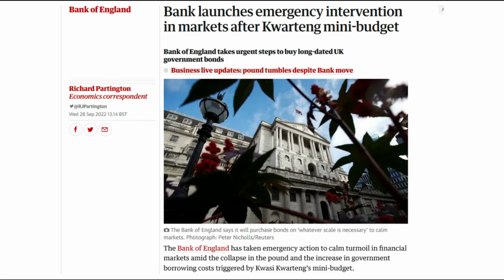Now I will give you something fresh, something from yesterday. Believe it or not, on Wednesday 28th September we had this kind of news. It was BBC News: Bank of England takes urgent steps to buy long-dated UK government bonds. The Bank of England has taken emergency action to calm turmoil in financial markets, aimed at the collapse in the pound and increasing government borrowing costs triggered by Kwarteng's mini budget.